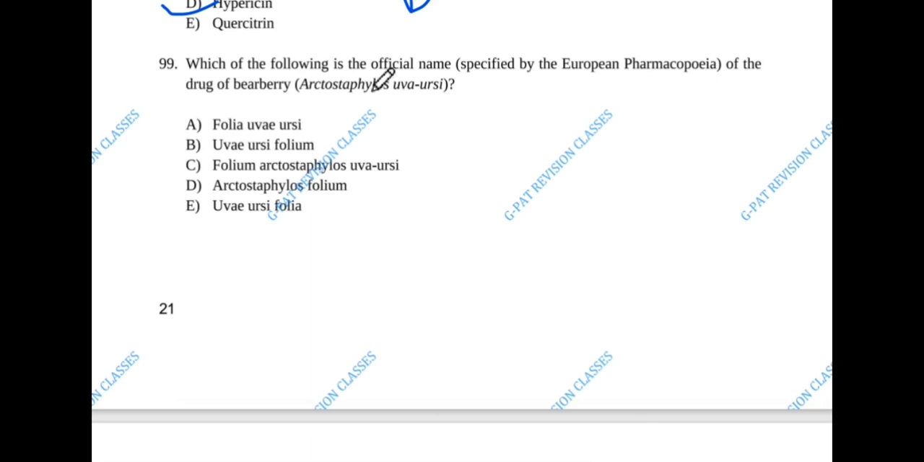Next is question number 99. Which of the following is the official name specified by the European Pharmacopoeia for the drug bearberry leaf? The answer is B, Uvae ursi folium. The answer is B.